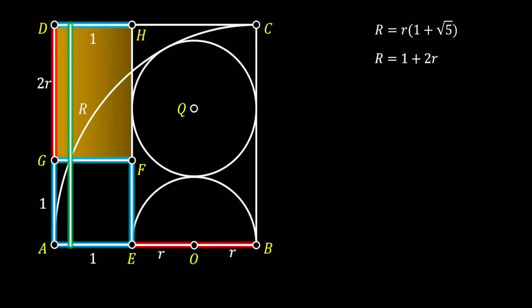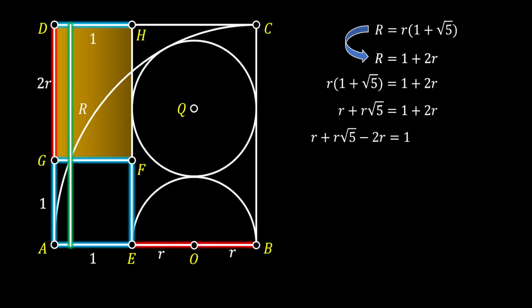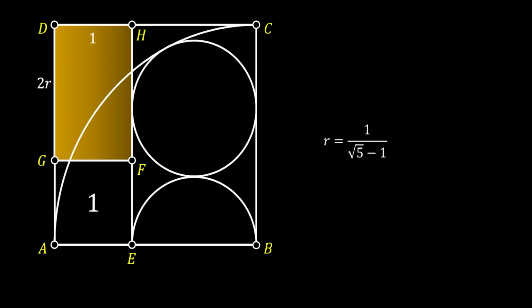Now we will just substitute the value of capital R and get the following. Then we will expand the left side of the equation, and then we will group all the terms with small r on the left side of the equation. After simplification, we will get the following. From here, we can again pull small r as a common factor, and we will finally get that small r is equal to 1 over the quantity of square root of 5 minus 1.